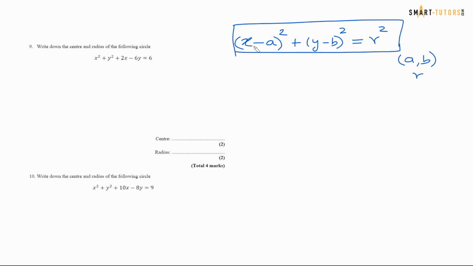To do that, I'm going to write the x terms together: x squared plus 2x plus y squared minus 6y equals 6. All I'm doing is taking x squared with the x term, 2x, and y squared minus 6y equal to that number. Now I'm going to put a bracket squared. X squared means x. There's a plus here. Half of this coefficient of the x.